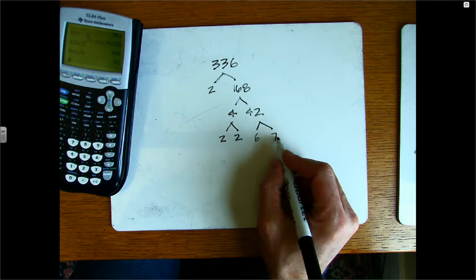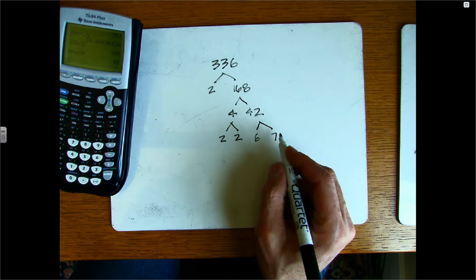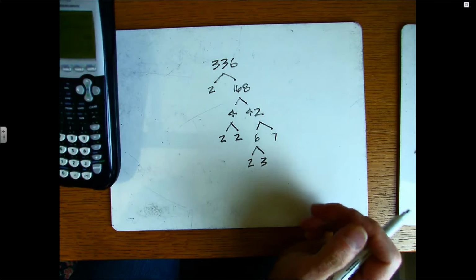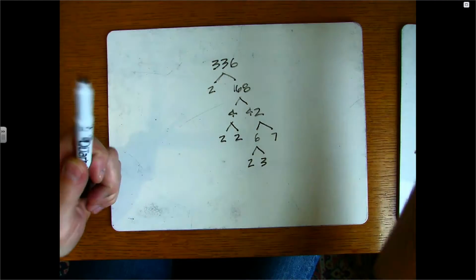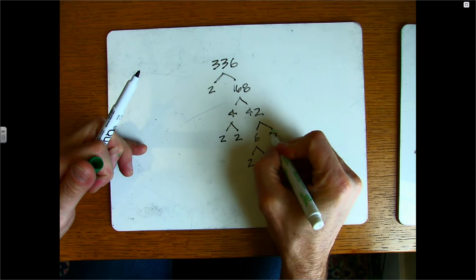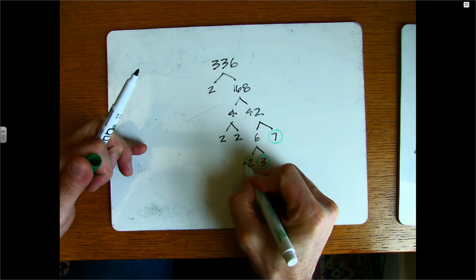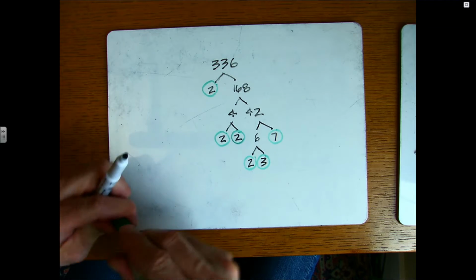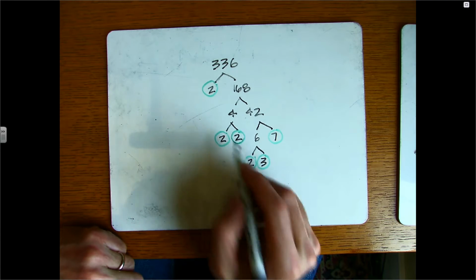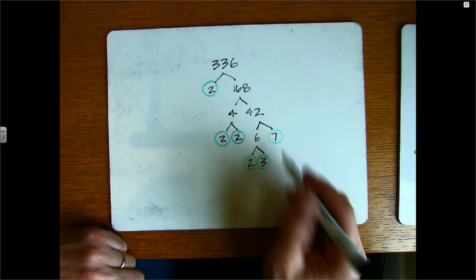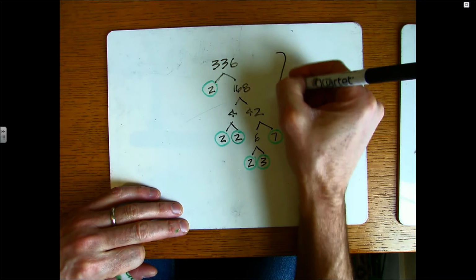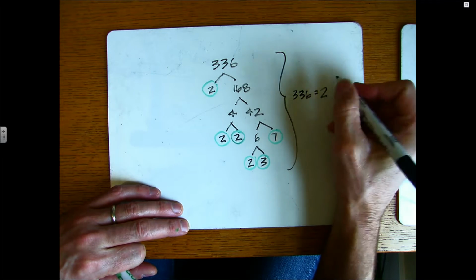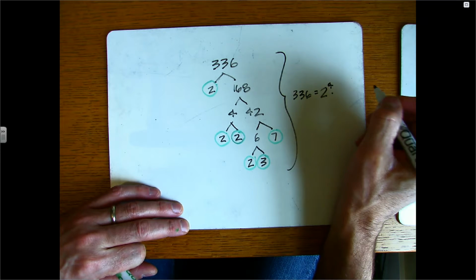So it looks like 7 is prime. We've got 2 and 2, and 2. Those are all prime, but 6 is a composite number, which can be broken down into 2 times 3. So I guess we've gotten as far as we can. What we would do at this point is gather all of these prime ends of the factor tree. And notice that what we get is 1, 2, 3, 4 powers of 2, 1 power of 3, and 1 power of 7. So if we wanted to write 336 as a product of primes, or in its prime factorization, we could write it as 2 raised to the 4th times 3 times 7.